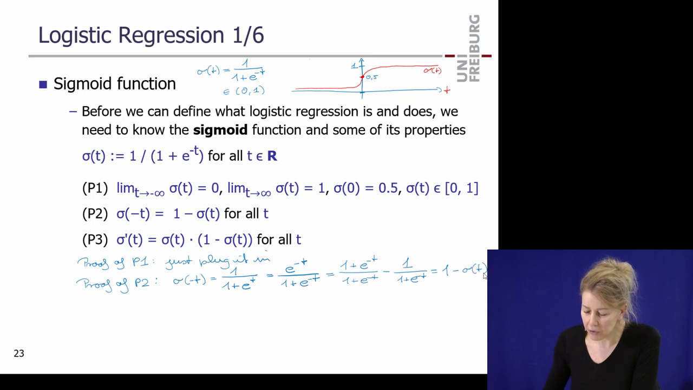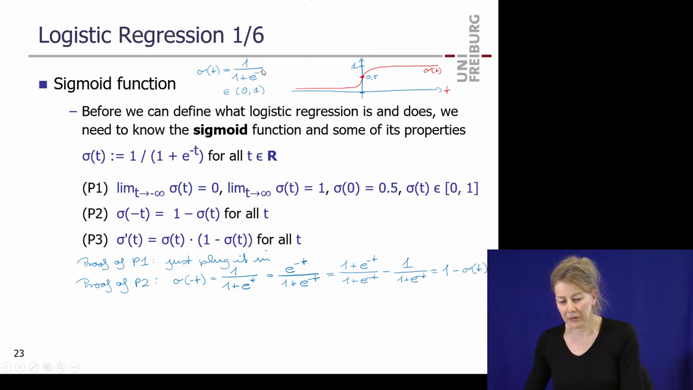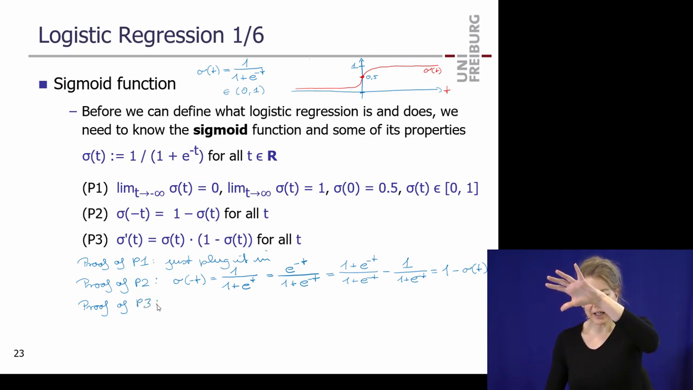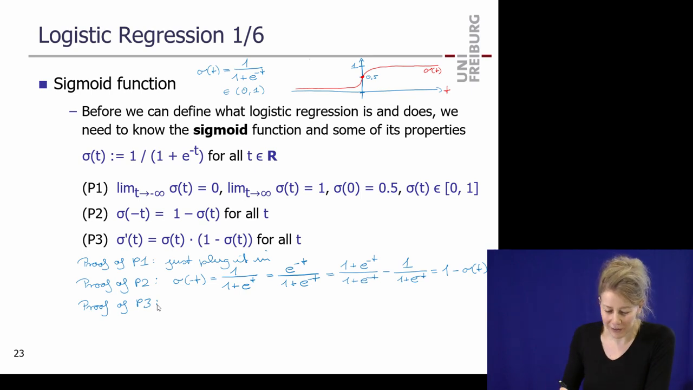And this is the P2 property we can see here. It essentially means that I have this rotational symmetry here. This part is just this part rotated. This is exactly what P2 means. And P3 will be very useful in the following. It says that the derivative can again be expressed in terms of the original function, which is often the case when you work with the exponential function, because as you know, e to the x, if you derive it, is just e to the x again.